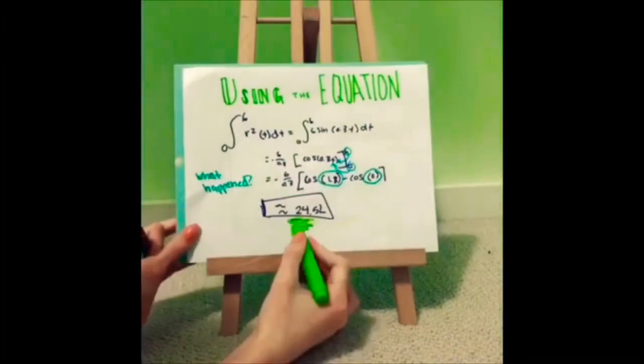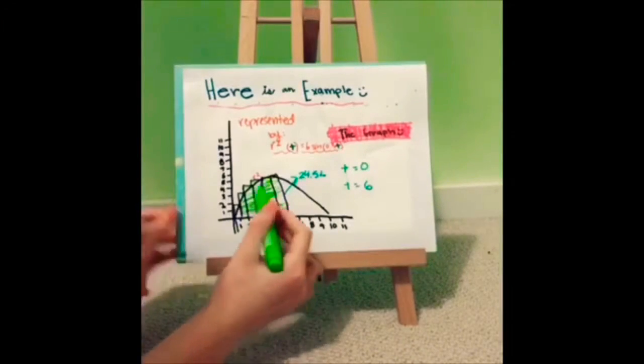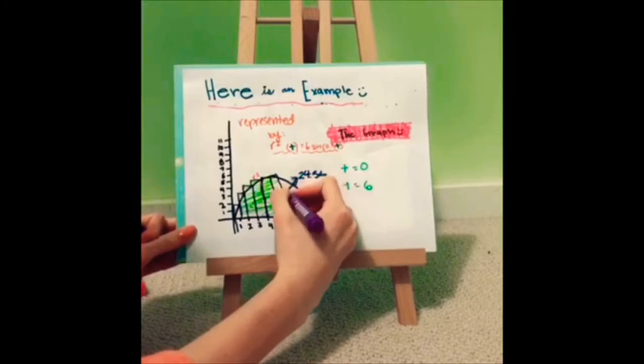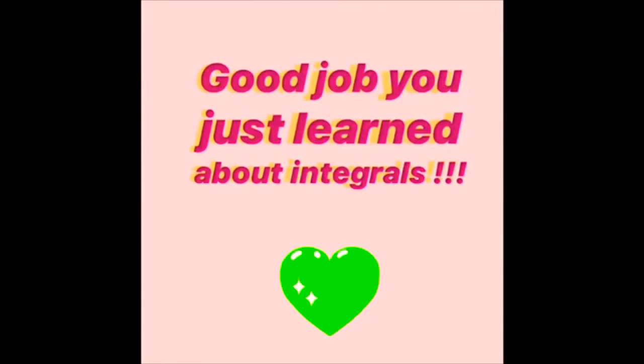What we find out is that the hot tub is filled at 24.5 liters after 6 minutes, or the area that is shaded green is 24.5 liters.